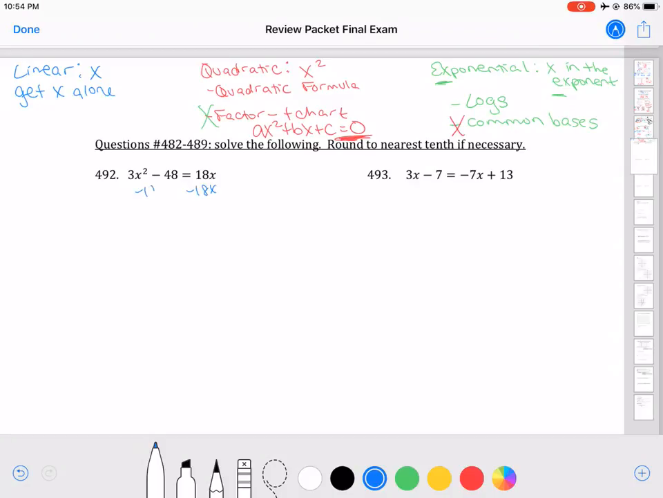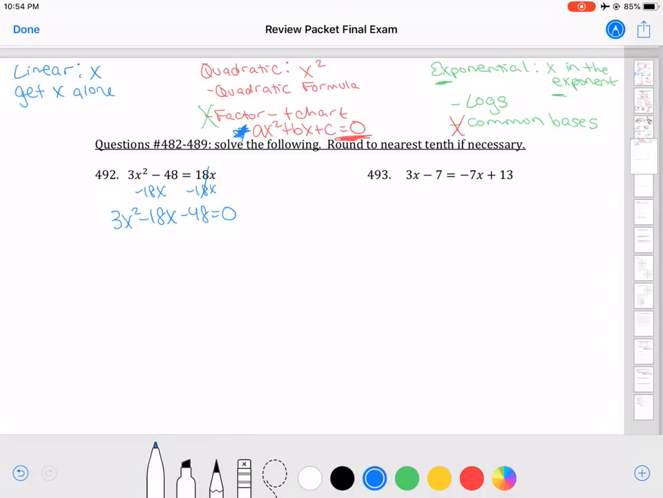To move a positive 18x to the other side, I'm going to subtract the 18x over. Now, a common mistake with this one is not writing it in the correct order. So refer back to this that I'm starring up here at the top. You have to make sure you have the x squared term first, then the x term, then the number. So 3x squared is going to come down first, then the minus 18x, then the minus 48, and that'll end up being equal to 0.